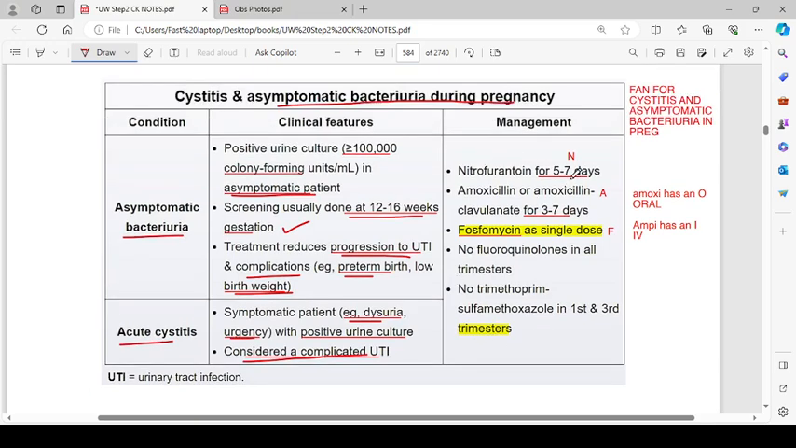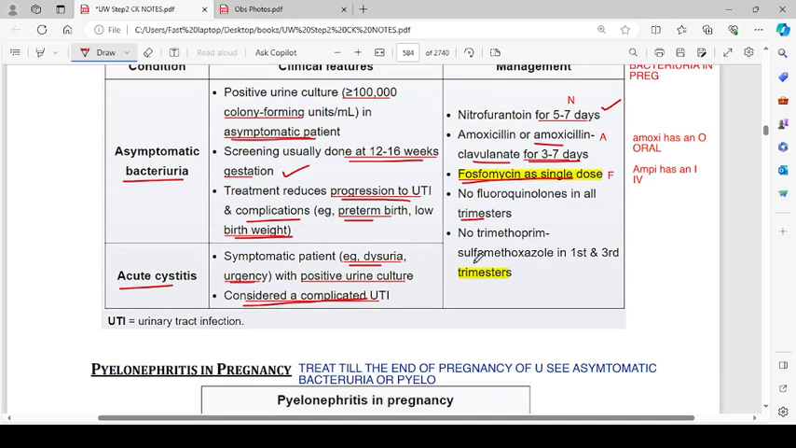How do we manage that? We give nitrofurantoin for 5 to 7 days. Amoxicillin or amoxicillin clavulanate, combined, for 3 to 7 days. Fosfomycin as a single dose. No fluoroquinolones in all trimesters. No trimethoprim-sulfamethoxazole in first and third trimesters.